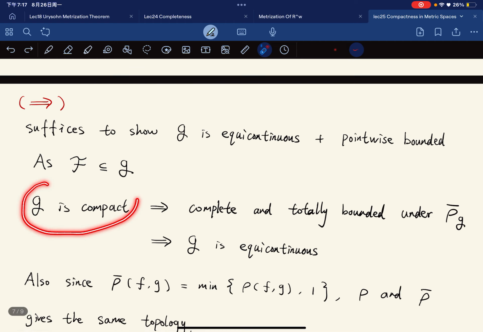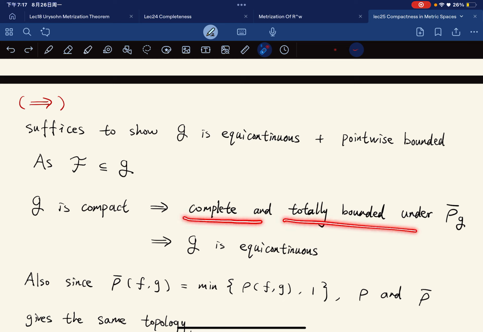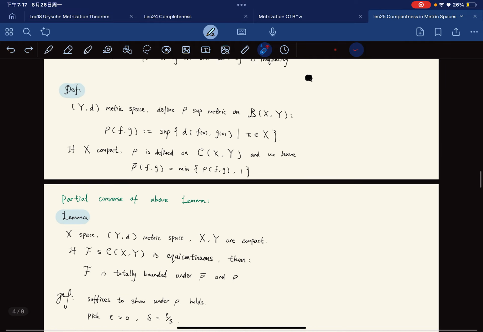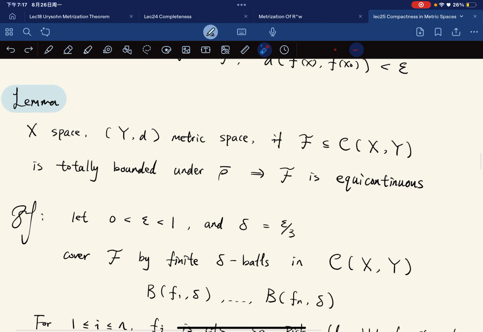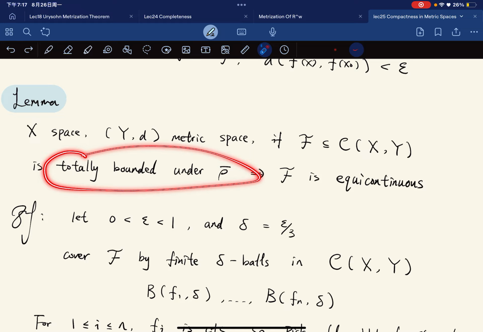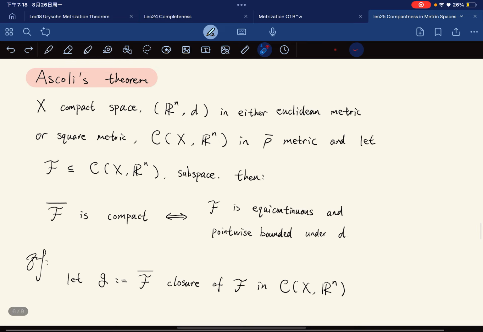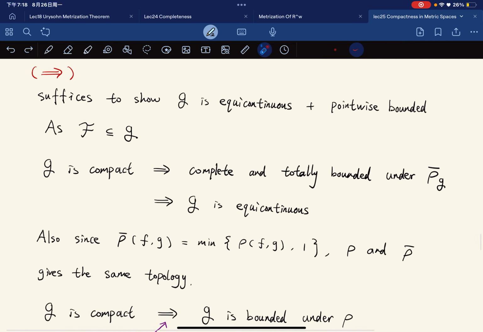Now, G is compact, which means that it's complete and totally bounded under the metric on it, all right? We have it at the beginning. If it's complete and totally bounded, it is equicontinuous, right? If you forgot the lemma: if it's totally bounded under the rho bar metric, it is equicontinuous, okay?